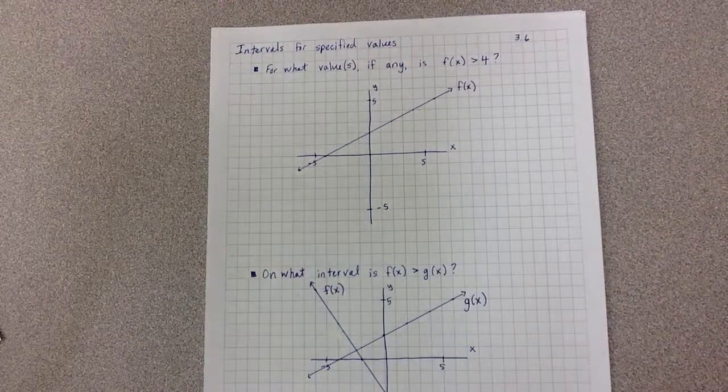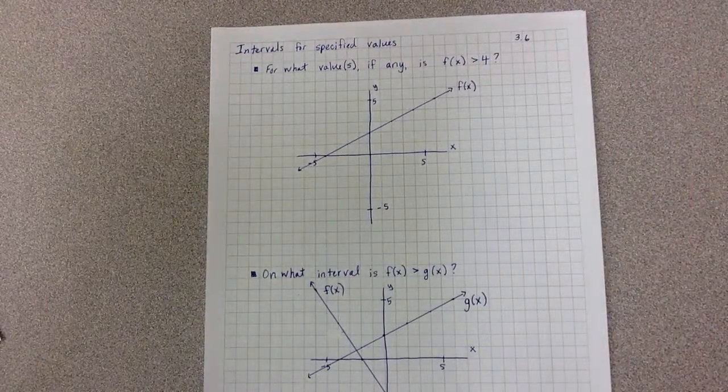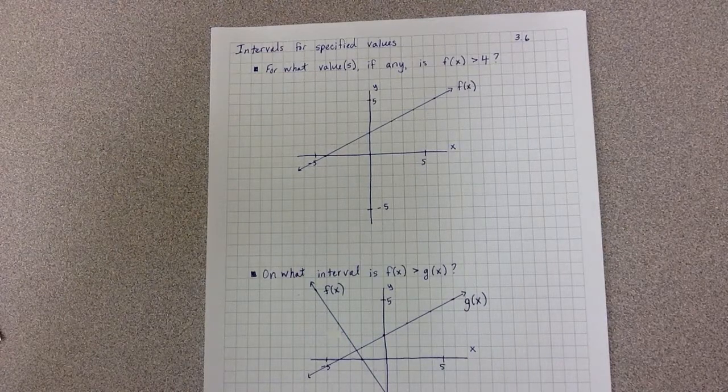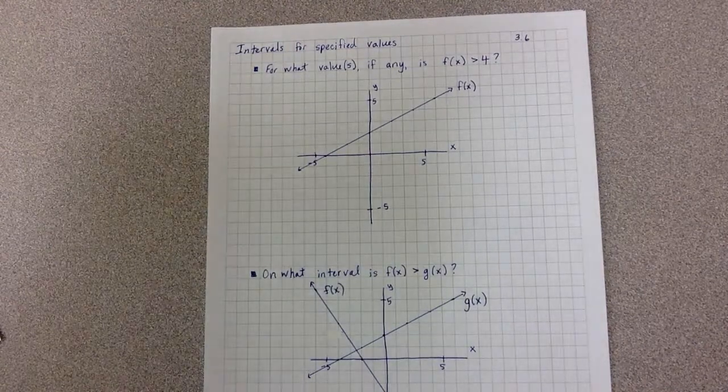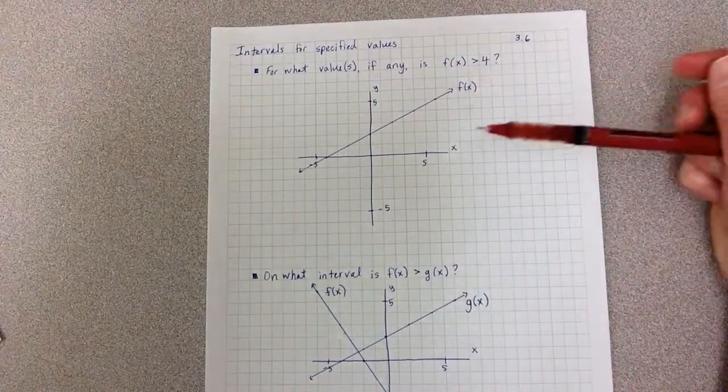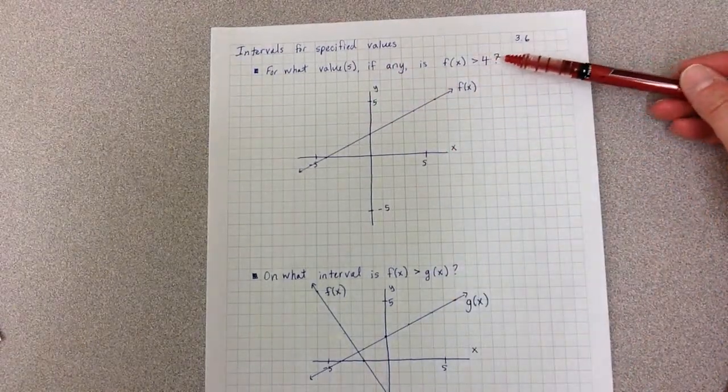These are the notes for section 3.6. In section 3.6, you're asked to find intervals for specific values. So our first example asks for what values, if any, is f of x greater than 4.